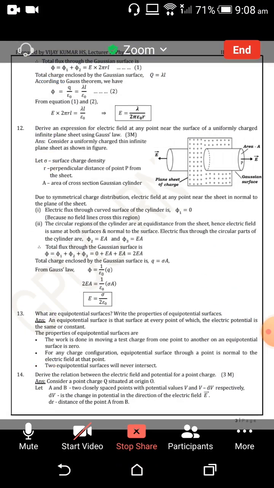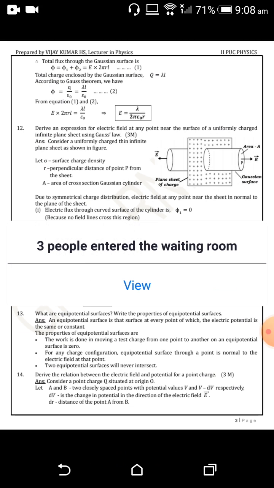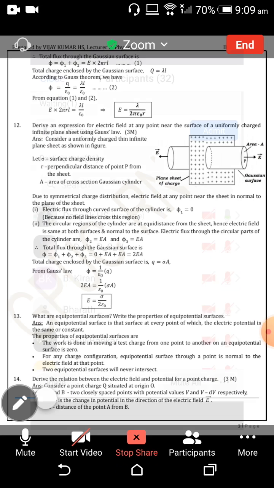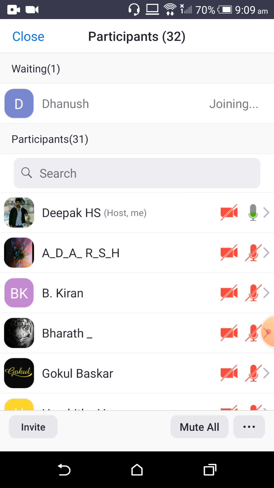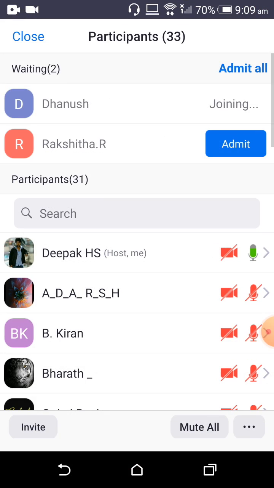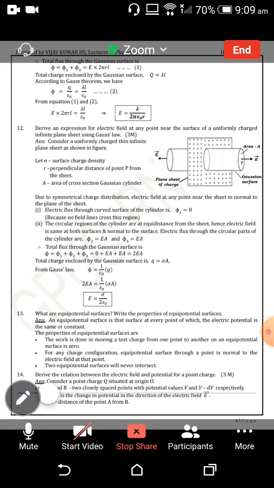In order to calculate the electric field at point P on both the sides of the sheet, what we are going to do is consider a cylindrical Gaussian surface. We are going to consider a cylindrical Gaussian surface where you are going to calculate the electric field at the point P. So you can see the figure, how we have considered a cylindrical Gaussian surface in order to calculate the electric field.